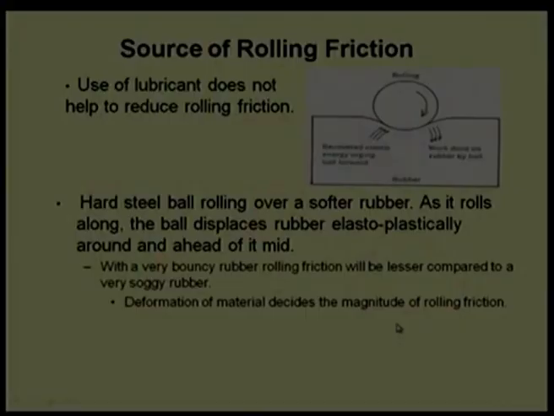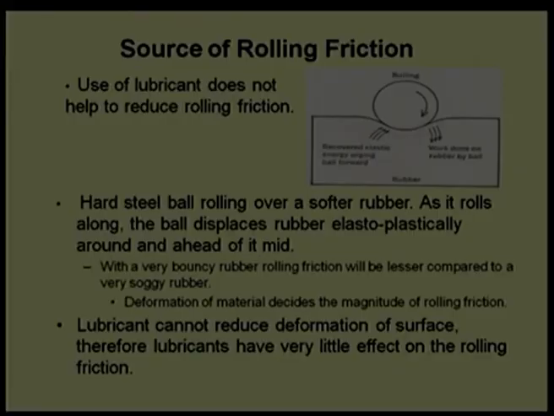So, we can say that deformation of the material will decide the magnitude of rolling friction. Whether the coefficient of friction will be high or low can be decided by the material behavior. If the rubber is made of good ingredients, the coefficient of friction will be slightly lower compared to simple rubbers.